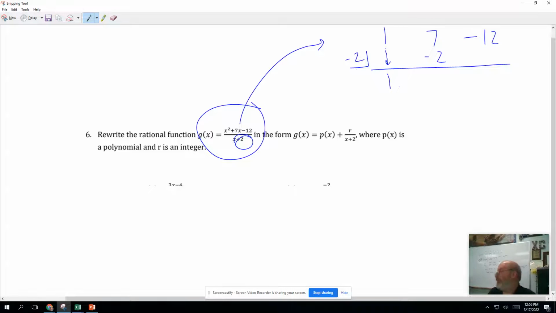This is why you've got video, so you can go back and learn this. You're good. Then you're going to add that column. 7 plus negative 2 makes 5. And then 5 times negative 2 makes negative 10. And you're going to add that column and get negative 22. And that last number, when you do a synthetic division, is going to be your remainder.